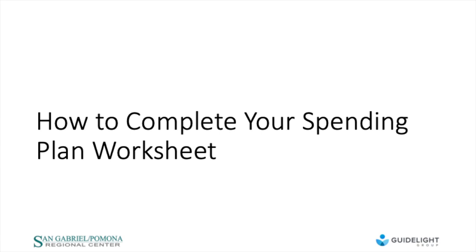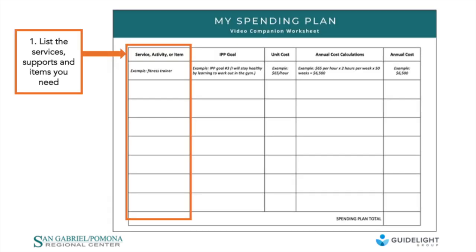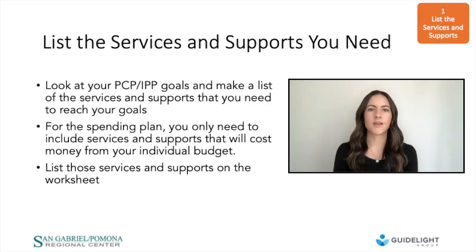Now, let's take out our worksheets and review how to create your spending plan. You can download your own copy of this worksheet from the San Gabriel Pomona Regional Center website where you found this video. In the first column, list the services, supports, and items you need based on your person-centered plan. To do this, look at your PCP and IPP goals and make a list of the services, supports, and items that you need to reach your goals.